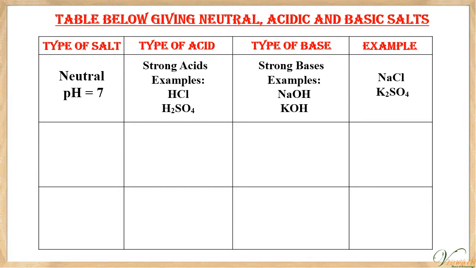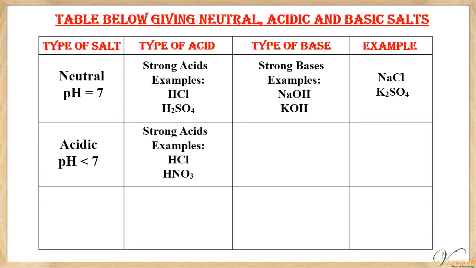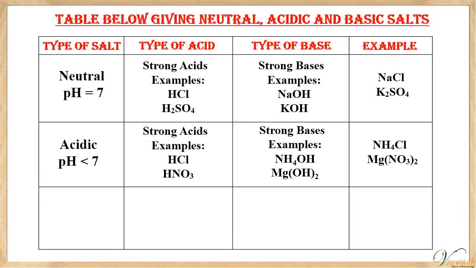Type of salt: acidic, pH is less than 7. Type of acid: strong acids. Examples: hydrochloric acid, nitric acid. Type of base: weak bases. Examples: ammonium hydroxide, magnesium hydroxide. Example salts: ammonium chloride, magnesium nitrate.